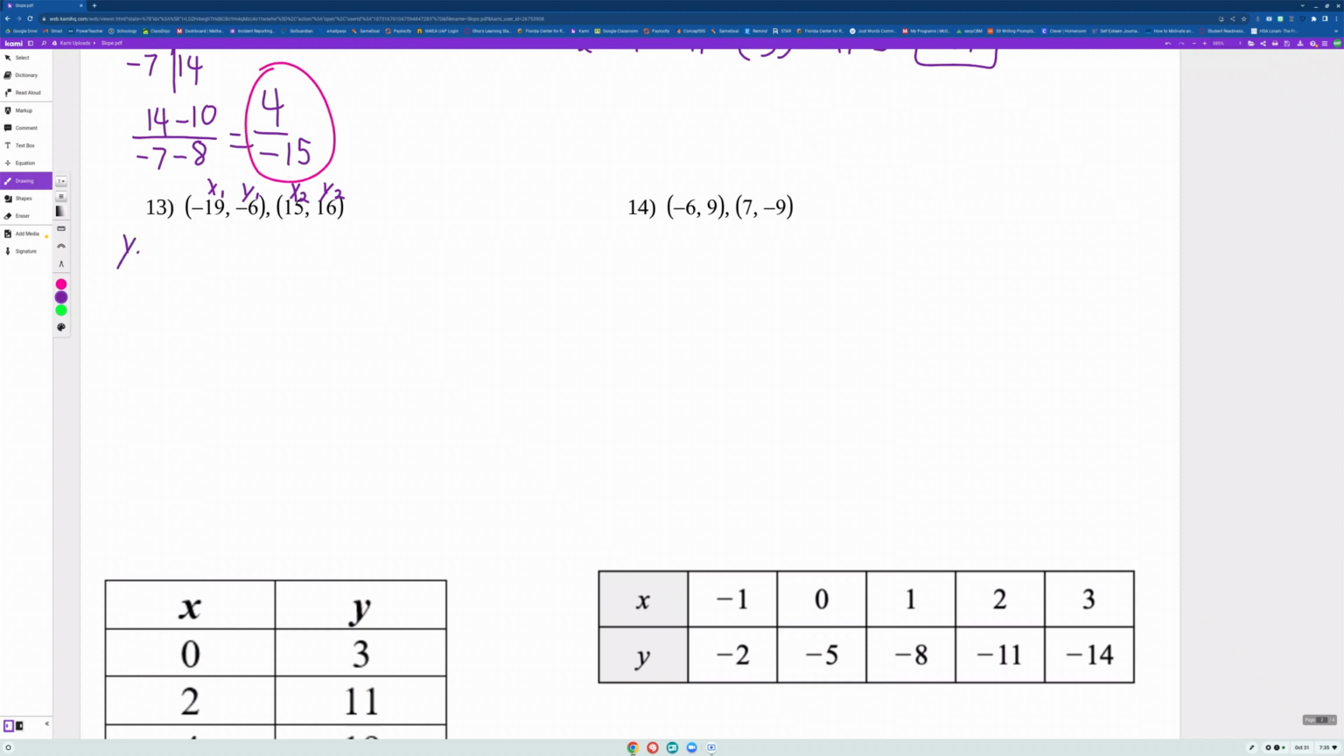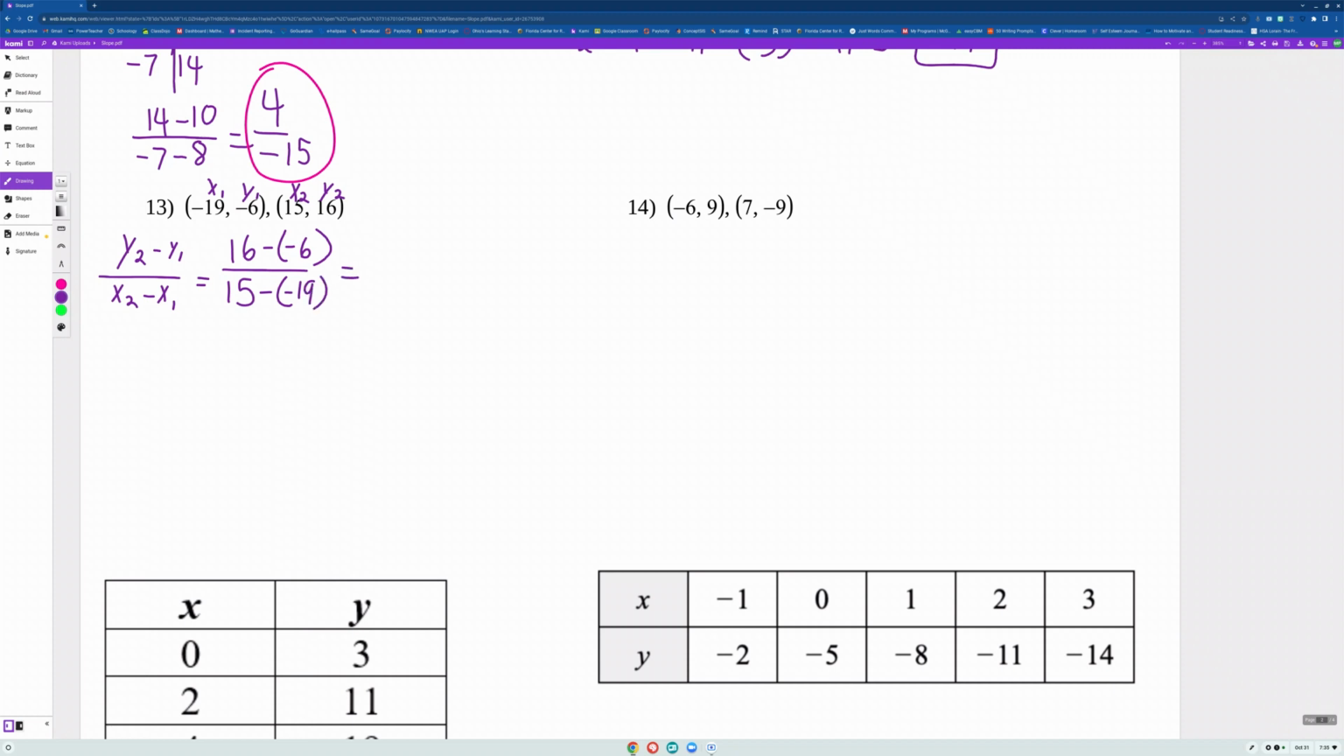So just writing your formula for slope one more time. The more that you write it, the more that you will understand it and remember it. So once you write it down, plug in your values. So for y2, I have 16 minus y1, which is a negative 6, all over x2, which is 15, minus my x1, which is negative 19.